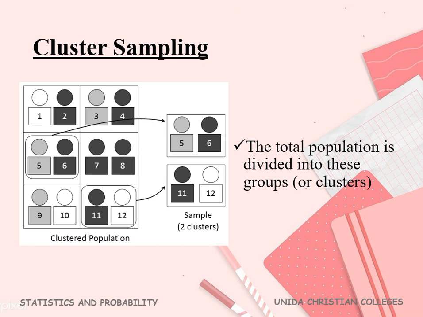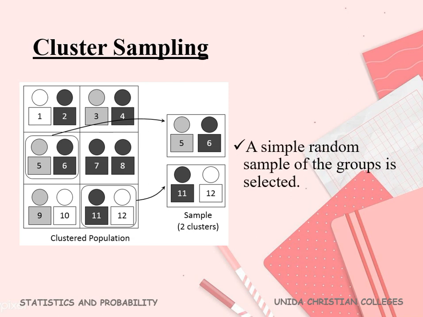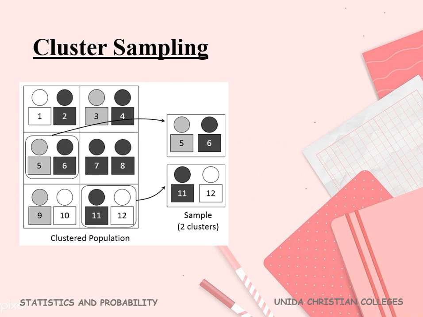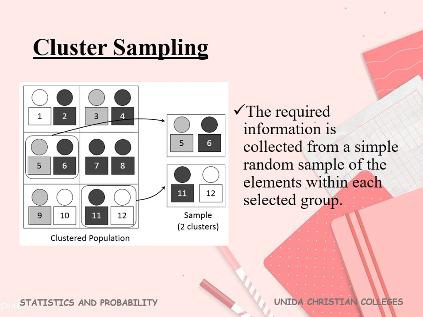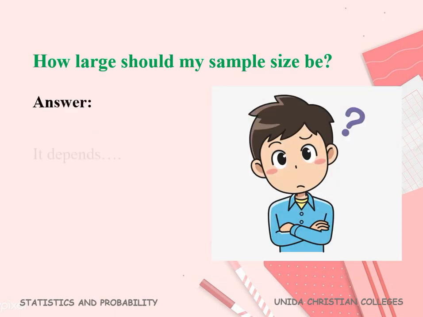So the total population in cluster sampling is divided into groups, which is clustering. A simple random sample of the groups is selected, and the required information is collected from a simple random sample of the elements within each selected group. Okay? So now we have here a question.